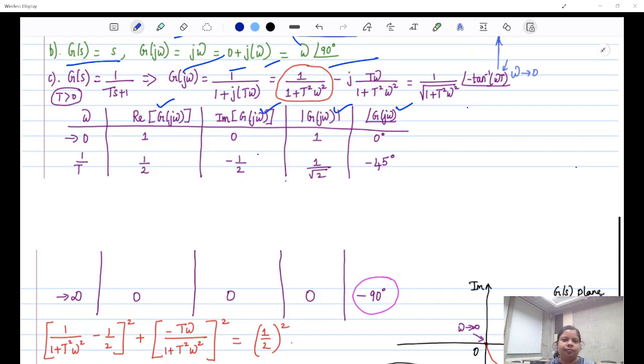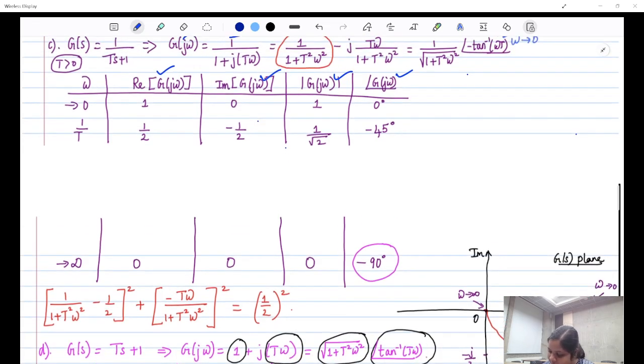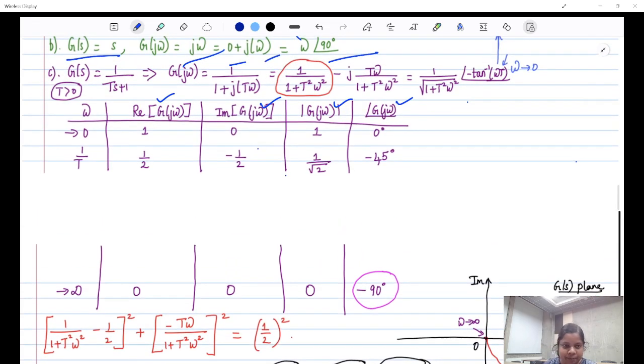All right. So what do we do? Let's see for this example. If G(s) is equal to 1 upon Ts plus 1, and you convert it into j omega form, it's going to be 1 upon 1 plus jT omega, right? Now what is the real part and imaginary part of it?